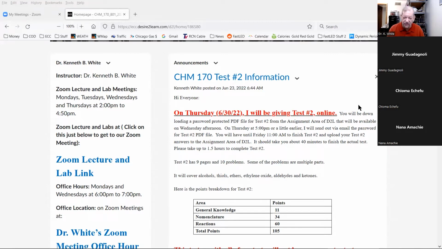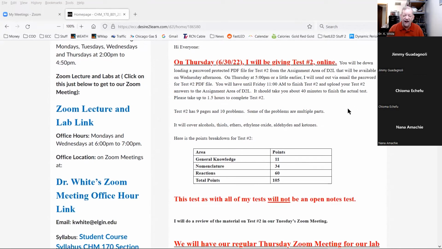Test number 2 will be this Thursday. Right after class on Thursday, I'll send you a PDF or email with the password, and you'll have until Friday, the next day, 11 a.m. to finish test number 2 and upload your answers as a single PDF file. It should take you about 40 minutes, maybe 45, but if you need an hour and a half, that's just to take the test, not the part taking pictures or scanning and uploading.